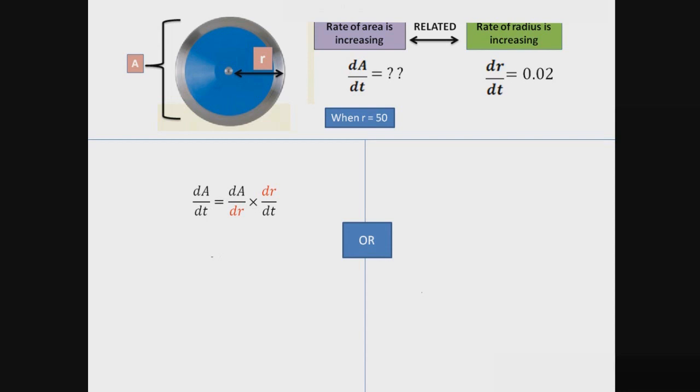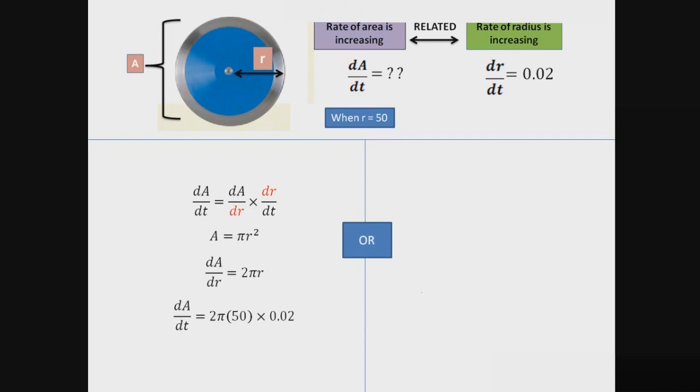Then we have to find out what dA over dr is and what dr over dt is. In order to solve dA over dr, we need an equation that relates A and r. We know it is the area of a circle, which is A equal to pi r squared. Then we differentiate A with respect to r, and we get 2 pi r. Then substitute this back into the chain rule.